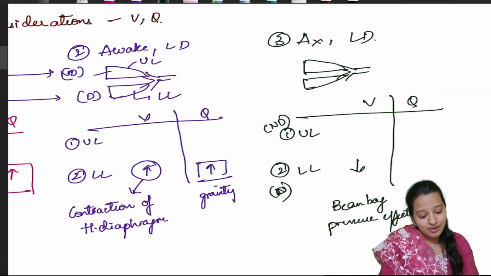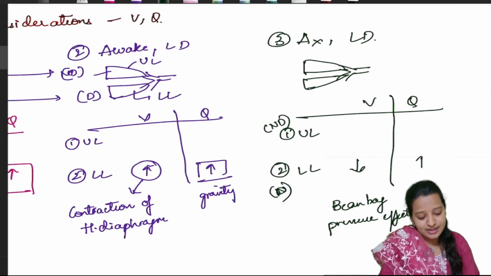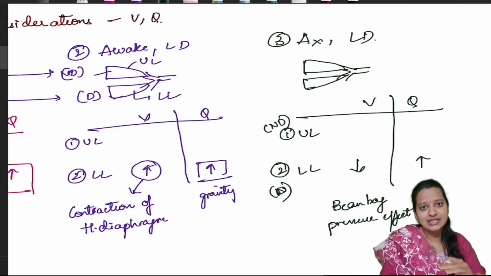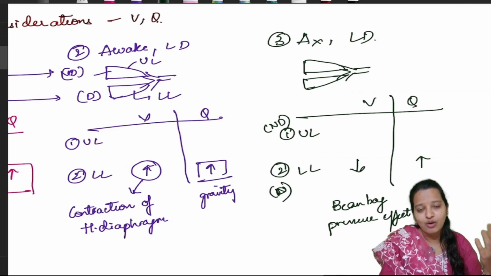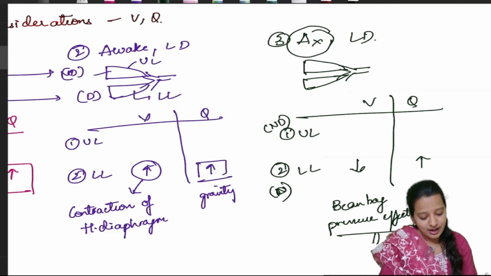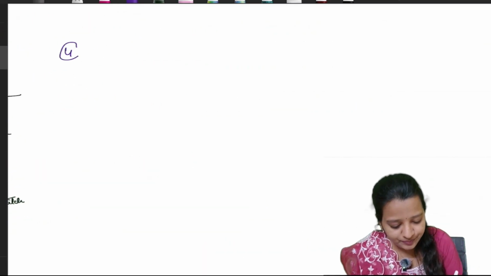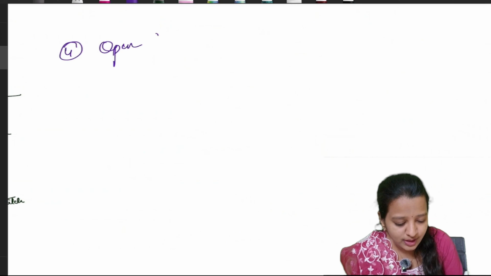And what happens to the perfusion? Gravity plays the role whether the patient is awake or anesthetized. So the perfusion remains the same. It is more in the lower lung. So the ventilation is decreased and the perfusion is more in the lower lung in the anesthetized patient. So here comes the ventilation perfusion mismatch. This you have to remember. Now let us go for the scenario which is open pneumothorax.